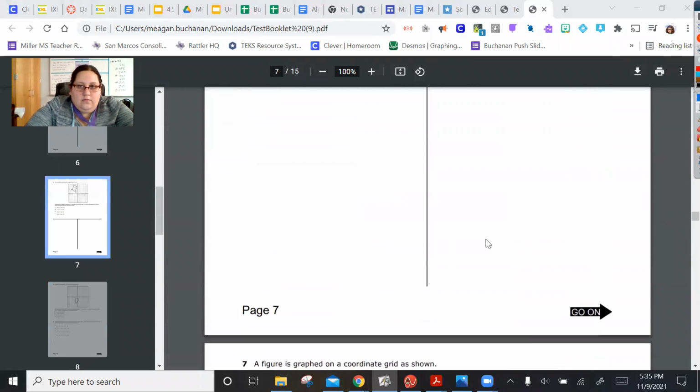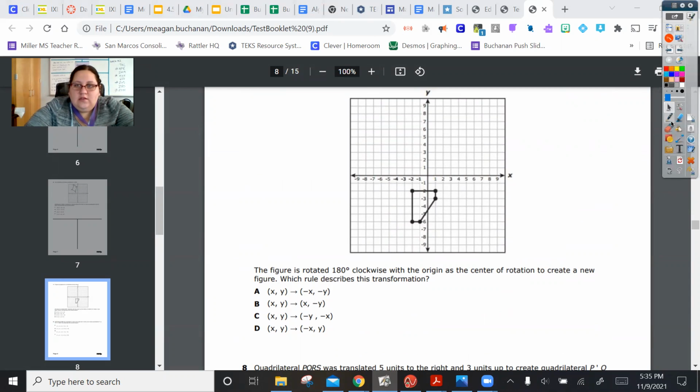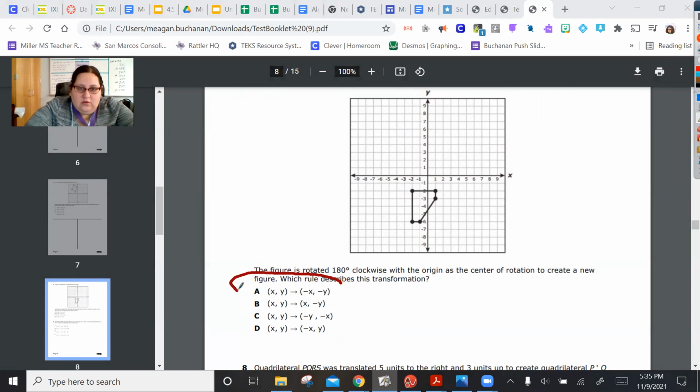Okay, number 7. The figure is rotated 180 degrees clockwise around the origin as a center of rotation to create a new figure. What is the transformation? So 180 is a little bit different. 180 does not flip the order. The order stays the same, but it negates both x and y. So it's A.